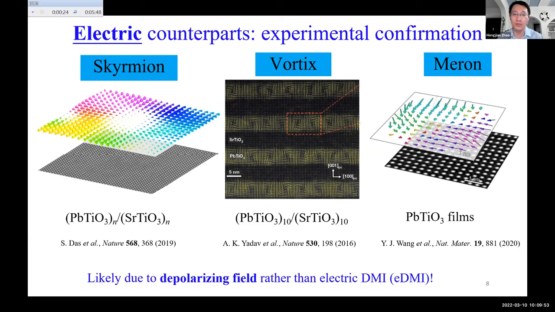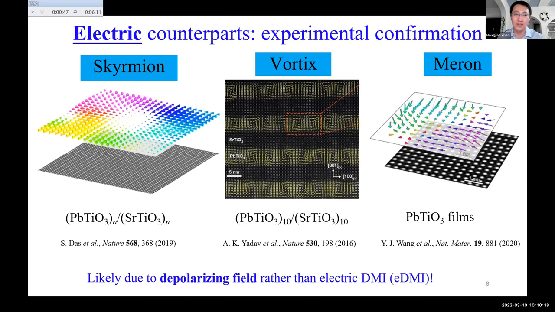So this leads people to think, because in the magnetic region the magnetic topological defects are due to magnetic DMI, then what about the electric DMI? Is it due to the electric DMI? Typically, people do not think like that. The electric topological defects are likely due to the depolarizing field.